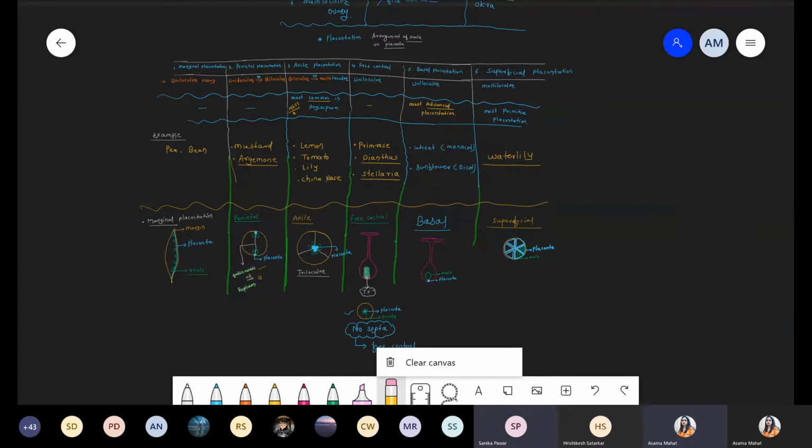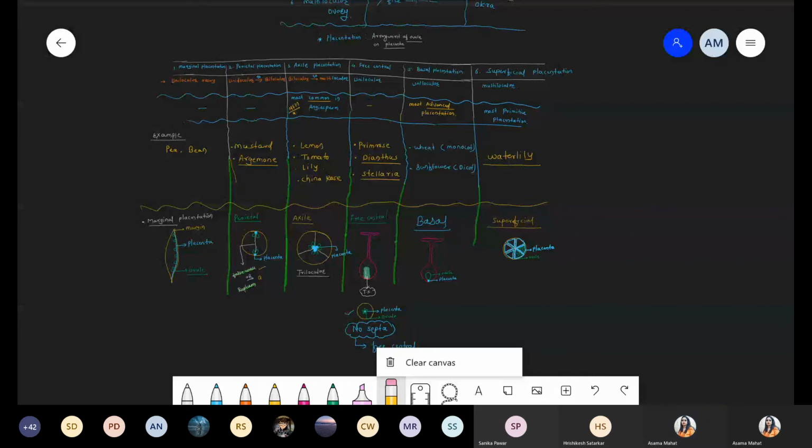Ma'am, is the axile type present mostly in citrus? Because lemon and tomato are given. Obviously no, it's mostly present in all types of angiosperms. You can say citrus fruit also, because lemon, oranges, and tomatoes, all of these are citrus fruits.